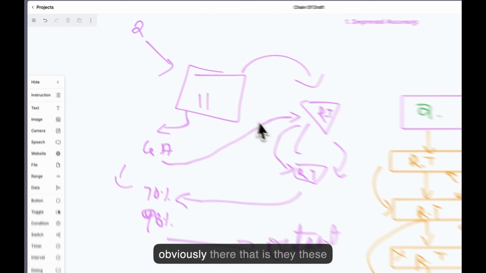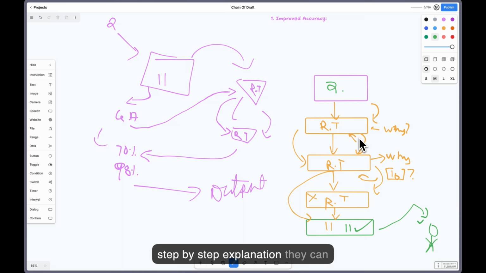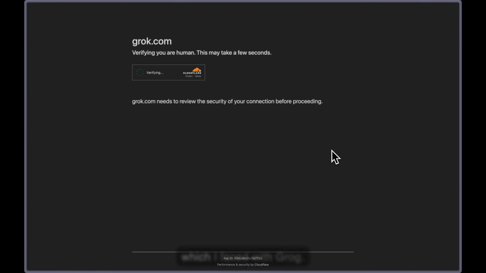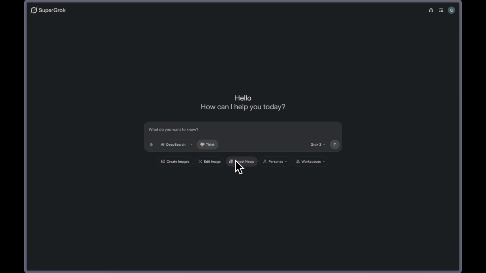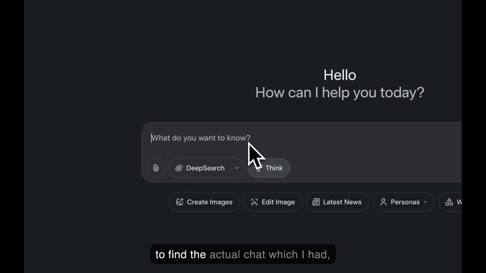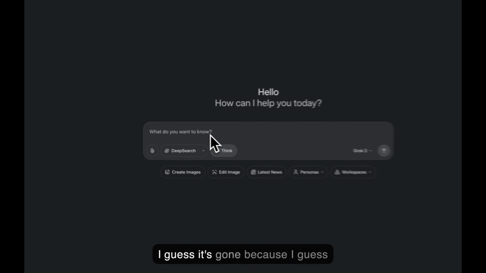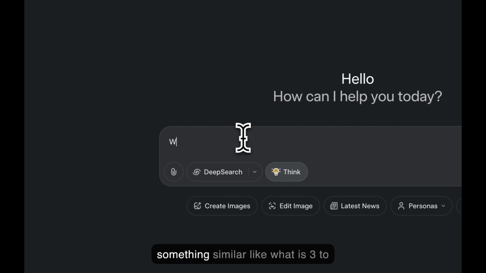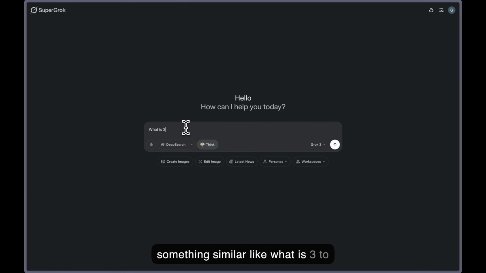But the weakness is obviously there. That is, these step-by-step explanations can be very winded, or they can be very long. Let's take an example which I faced with Grok. Okay, so I actually went through my chat history, but I was unable to find the actual chat which I had. I guess it's gone because Grok has a limit of how much chat history it can store. So I used the think toggle to let the model think, and I think I asked it something similar, like, what is 3 to the power of 9?